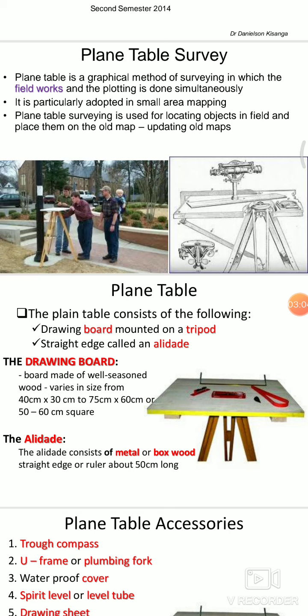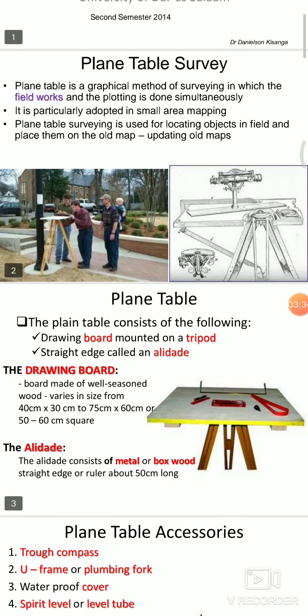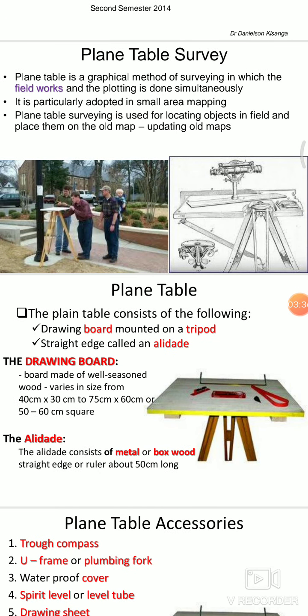So what is meant by plane table survey? It is a graphical method of survey in which fieldwork and plotting work are done simultaneously. It means both procedures are done simultaneously on the ground. That is, fieldwork means the measurement procedure, and plotting of what we have measured is done simultaneously at the time of measurement. It is particularly adopted in small area mapping. The plane table survey is used where the area of survey is small.